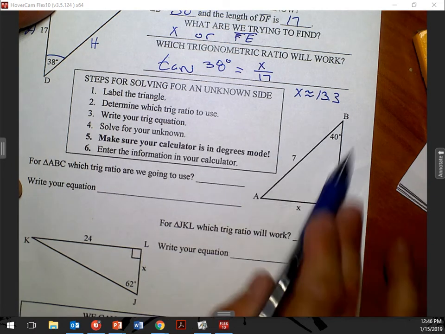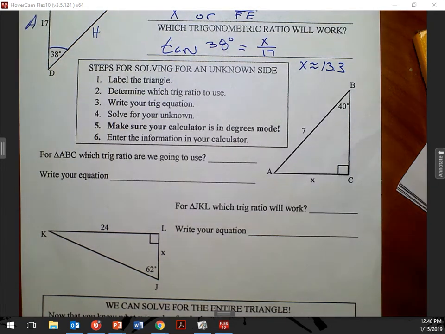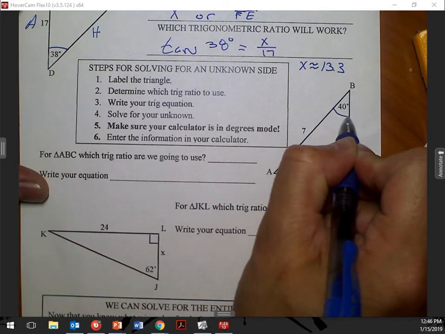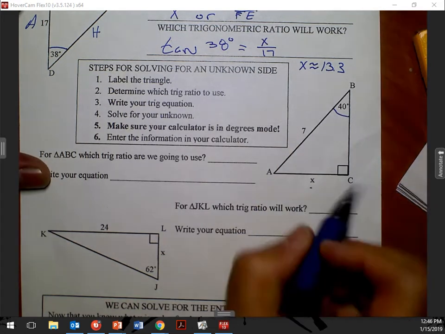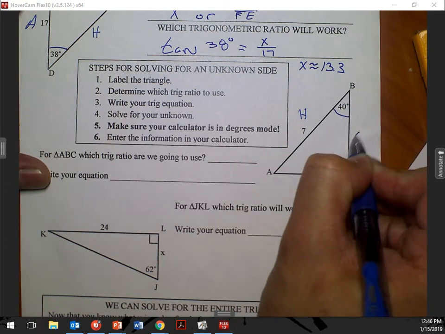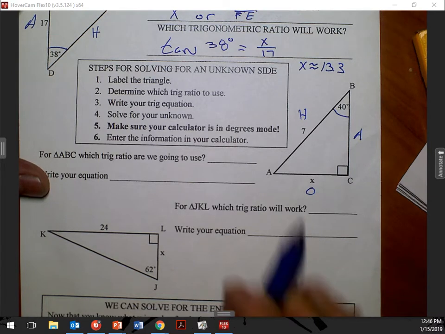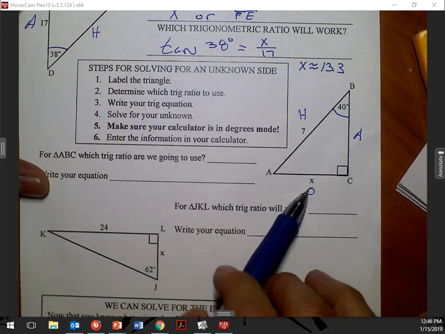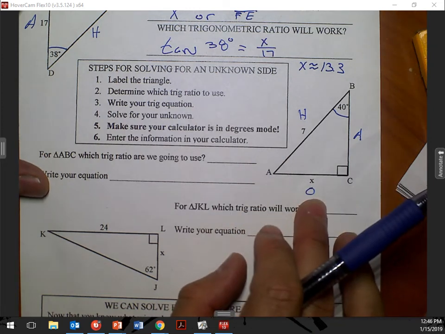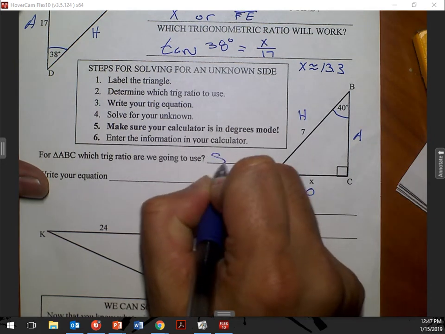So let's do the same thing for this triangle, ABC now. Now, what is my reference angle? 40. So I'm going to use that as my reference angle. So from there, this side is opposite. This side is? Adjacent. Very good. What two things am I using? Hypotenuse and opposite, right? What uses opposite and hypotenuse? Sine. So we're going to put sine.